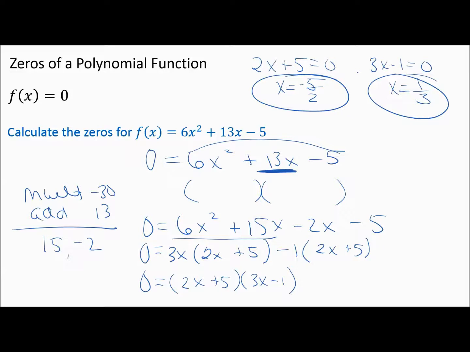There is something I want to point out to you. If you'll notice, this problem is a degree 2. And look how many zeros we have. We have negative 5 halves and 1/3. We have 2 zeros. And you should expect that. The value of your degree and the number of zeros matches. So if you had a degree 5, you would expect 5 zeros. A degree 1, you would expect 1 zero. And that's what you should look for.